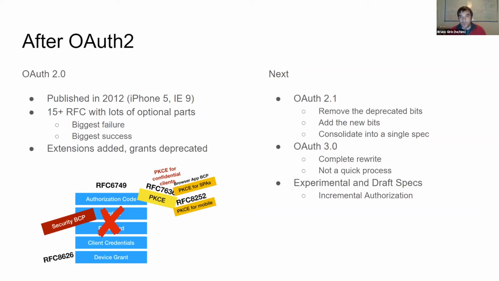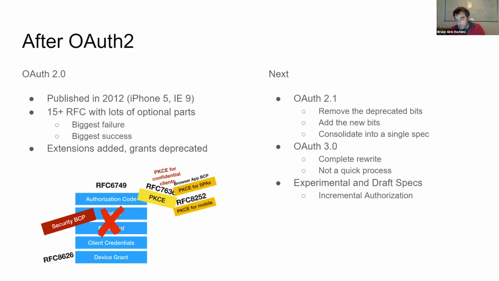One is OAuth 2.1. OAuth 2.1 is simply an initiative to remove the deprecated bits, add the new bits, and consolidate everything into a single spec. So in theory, it should be completely backward compatible with OAuth 2 when it's released.